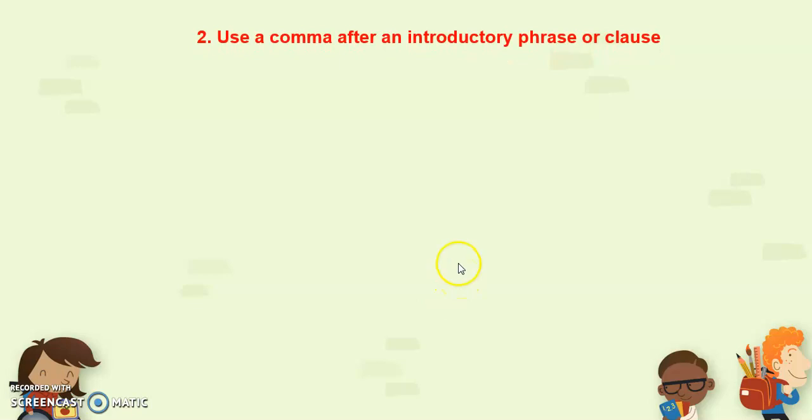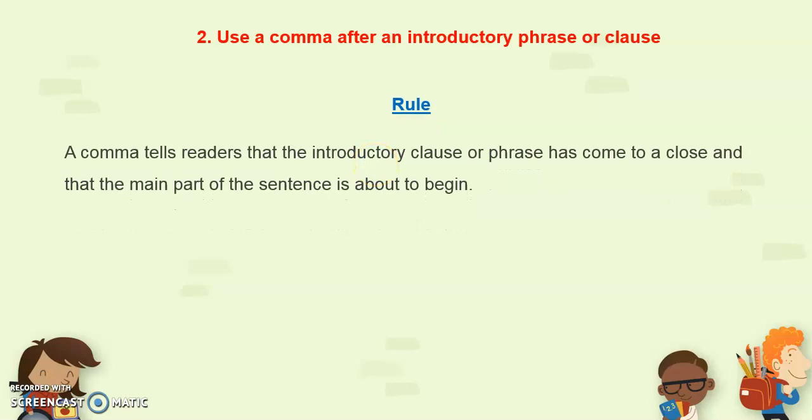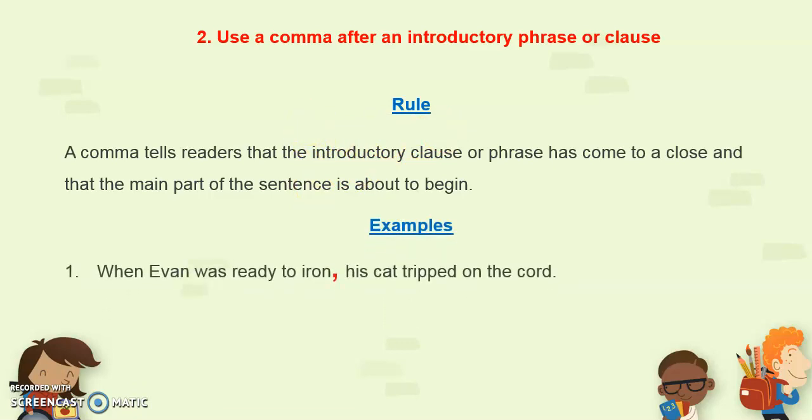Rule number 2. Use a comma after an introductory phrase or clause. How is that? Let's see. A comma tells the readers that the introductory clause or phrase has come to a close and that the main part of the sentence is about to begin. Please, let's see the example. When Evan was ready to iron, his cat tripped on the cord. When I was just about to enter the class, I tripped and fell down.